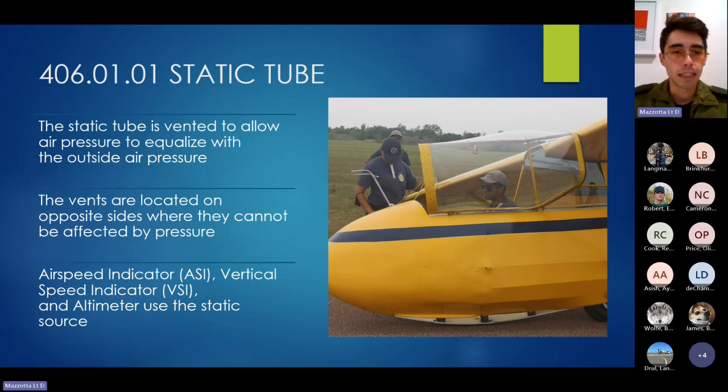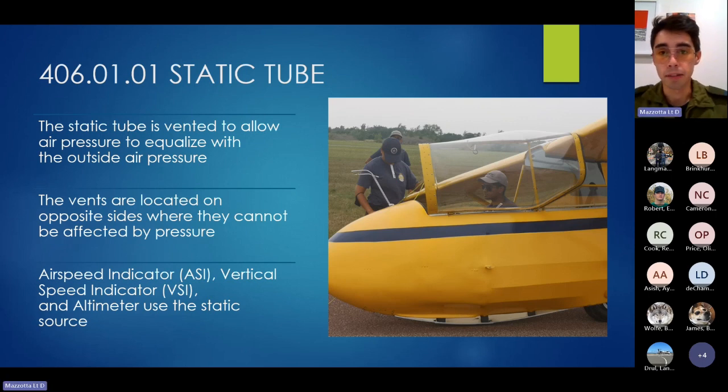Okay, the static tube or static port. So as you can see on the 233 here, this metal tubing, I guess. The top, like I had mentioned previously, is the pitot tube, and on the bottom is the static port. The static port or the static tube is vented to allow air pressure to equalize with the outside pressure. So it's measuring the ambient pressure, atmospheric pressure. The vents are located on opposite sides where they cannot be affected by pressure.